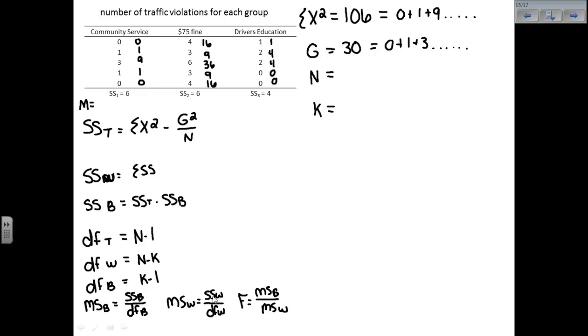Then N is just equal to the sample size for the entire study, which we already know is 15. That was in the description of the study. And you've got 5 people in this group, 5 people in this group, 5 people in this group. K, we've got 3 different groups.